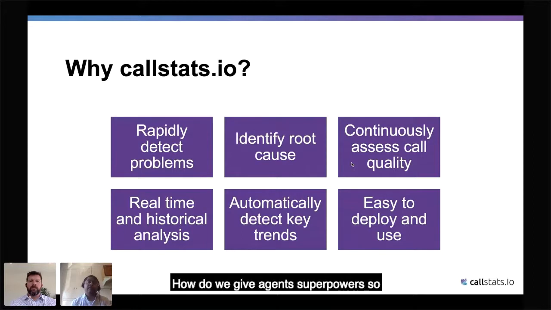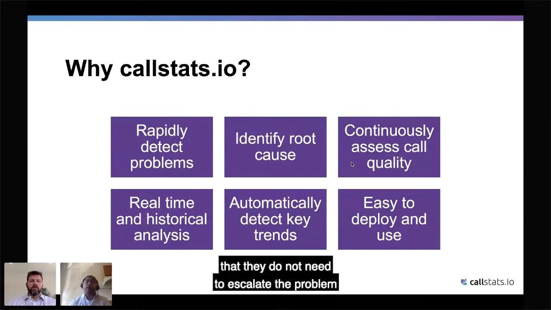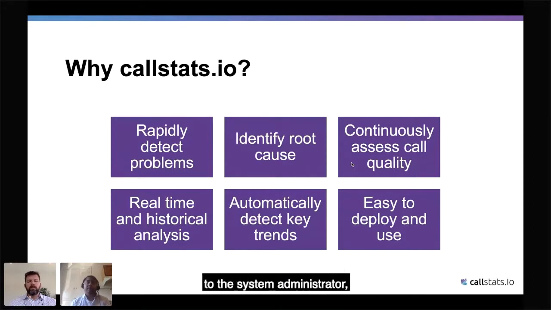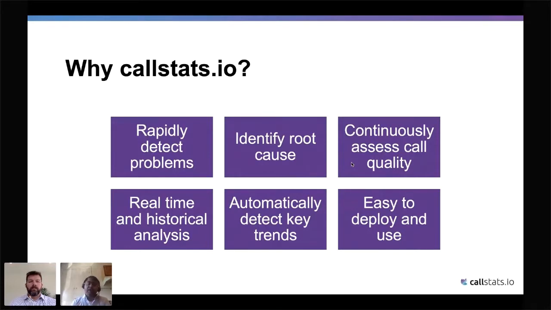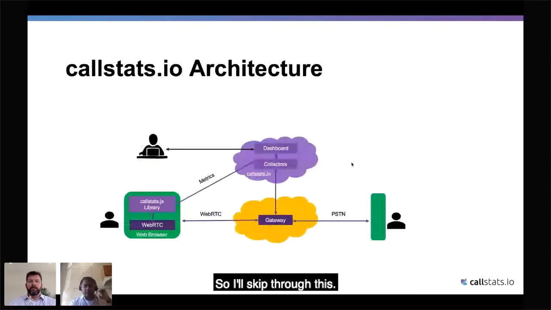Like how do we give agents superpowers so that they do not need to escalate the problem to a system administrator, especially if you're sitting in an Airbnb like here, and you're getting calls and doing calls today from here and tomorrow from somewhere else? How do you make sure that you're able to do that? And so I'll skip through this.